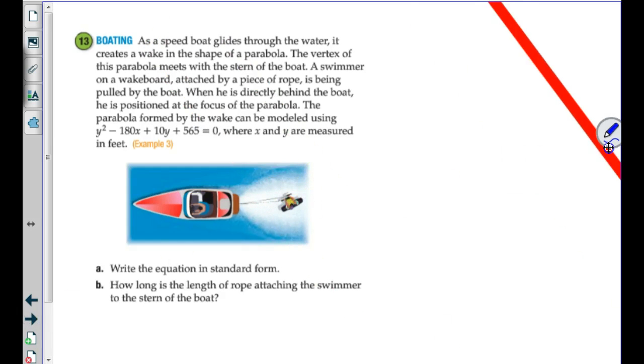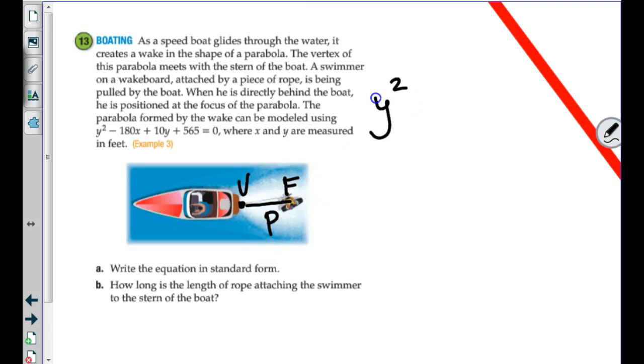This one? All right, guys. This number 13 in the book says this is the equation. We're supposed to write it in standard form and figure out how long is the length of rope attaching the swimmer to the stern, which is find P, I think. Because it's the focus. It says he's at the focus and here's the vertex. So this value would be P. Does that make sense? Vertex, focus, it says.